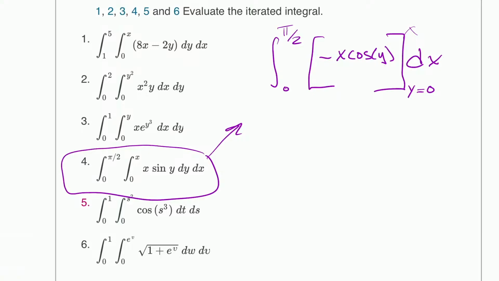y is negative cosine of y. We have to deal with the limits, though. Sorry, I didn't leave myself enough room there. Let's see, can I just move this over? Sure.